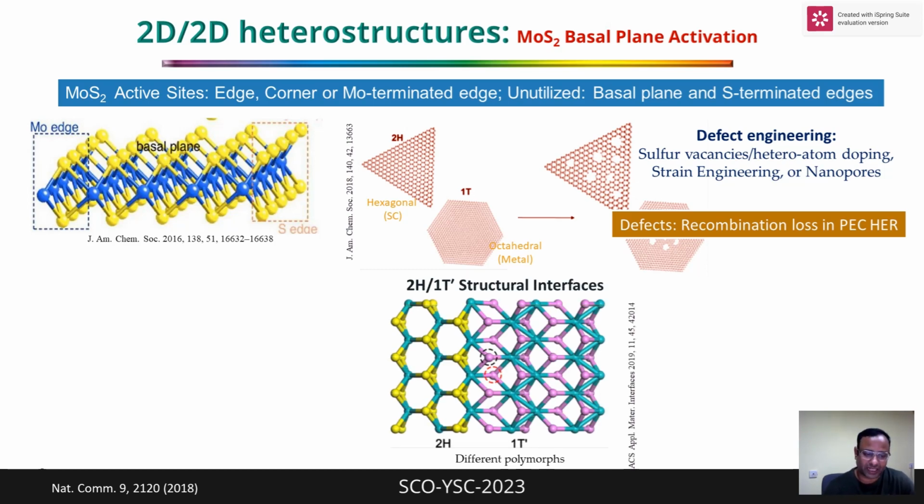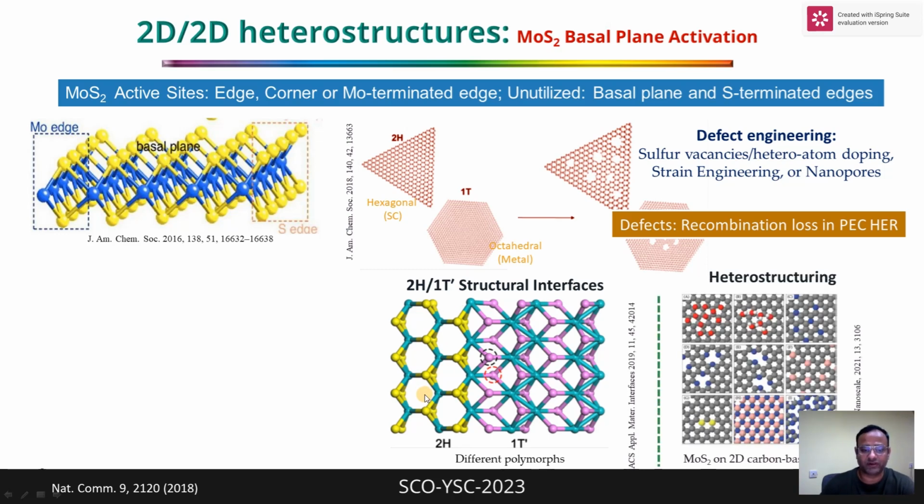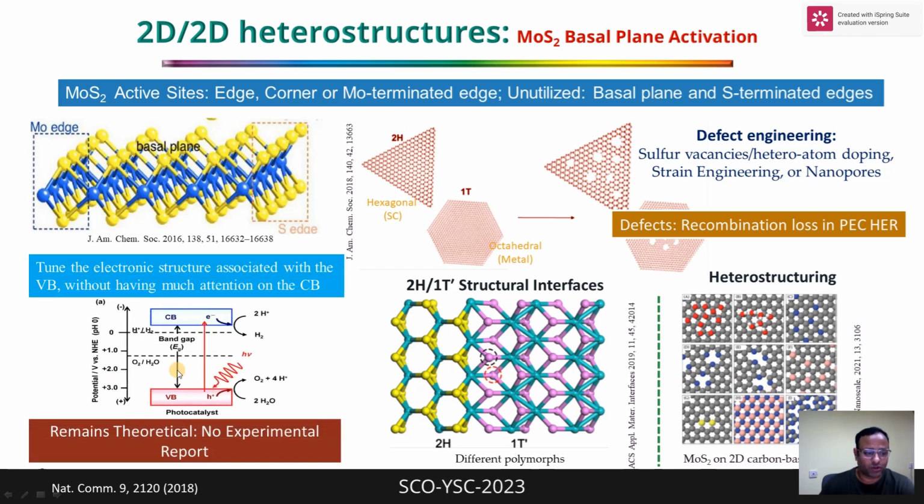The other solution has been projected using the 1T phase, which is a metallic phase. Once you use the 1T phase, it becomes metallic, and that is also not a solution for photoelectrochemistry. Heterostructuring can be a solution, but it is mostly reported in theory. So if I summarize, the work has more or less been reported only for valence band electrochemistry, but once you excite the electron to the conduction band, there is no report on how to activate the basal plane. So we have worked on that.